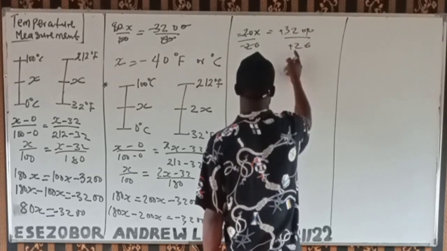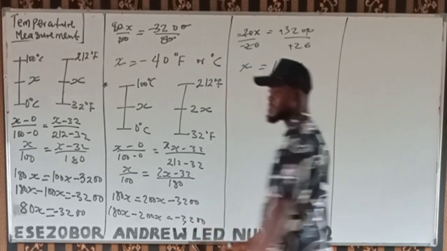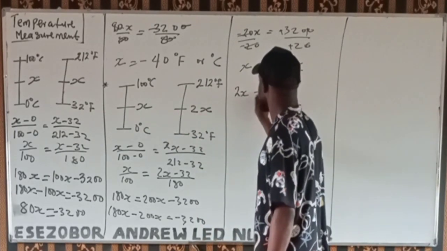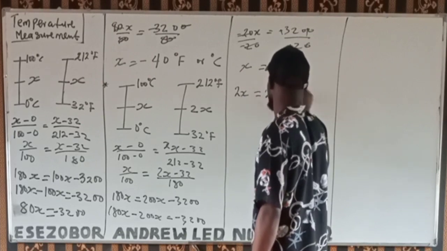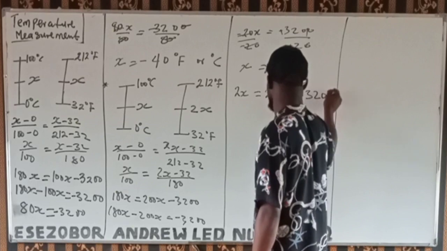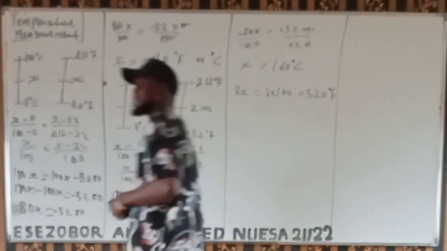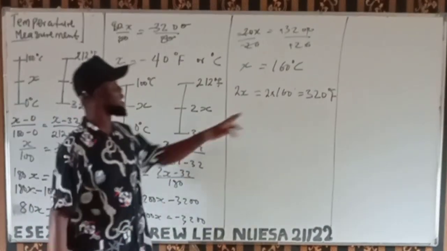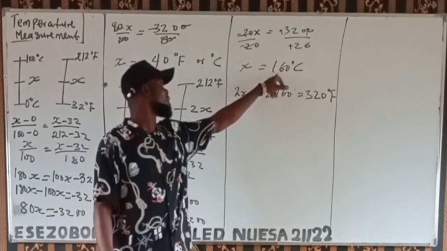That is x equals 160 degrees Celsius. Because x is in degrees Celsius, 2x will be 2 times 160, which gives us 320. So this one being degrees Fahrenheit, this one being degrees Celsius. So the temperature at which the Fahrenheit scale will be double that of the Celsius scale is either 320 degrees Fahrenheit or 160 degrees Celsius.